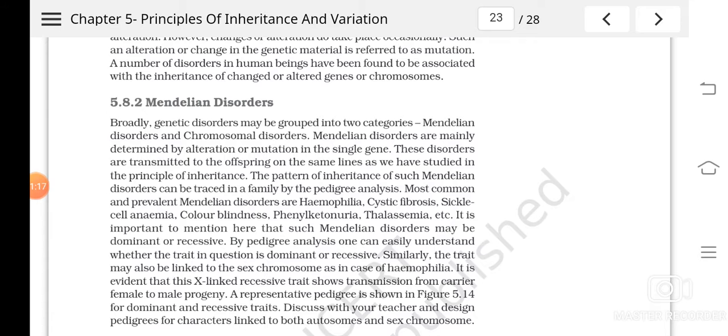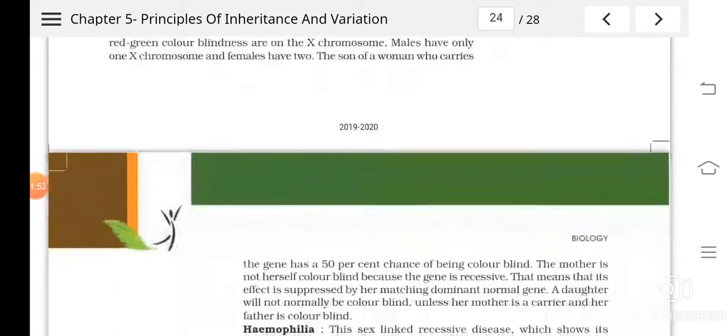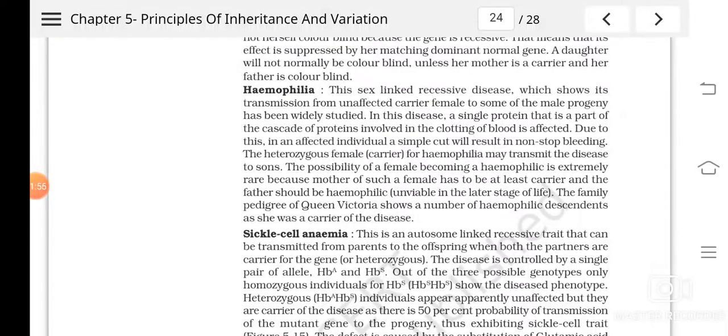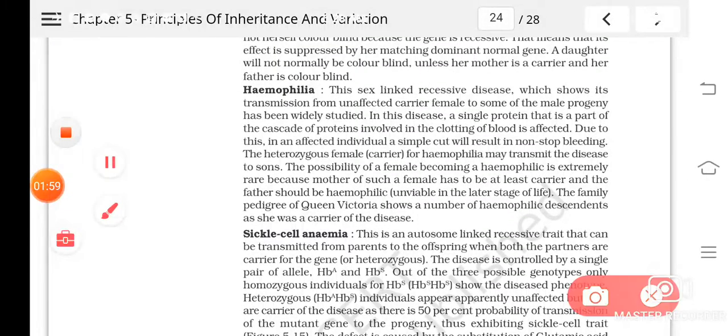Understood? Sometimes chromosomes can be added in number, or some cells may get fewer chromosomes during the formation of gametes. Some of the gametes may get fewer chromosomes than the normal ploidy, or normal chromosome number. All this leads to Mendelian or chromosomal disorders. So today we are going to study some examples of Mendelian disorders. The first example is hemophilia.